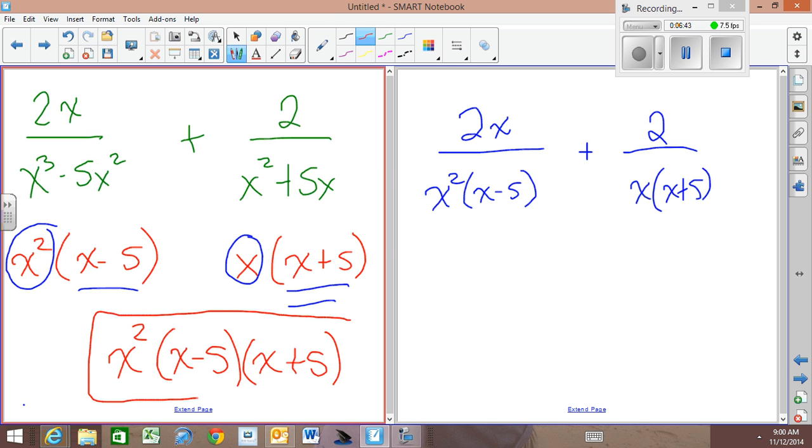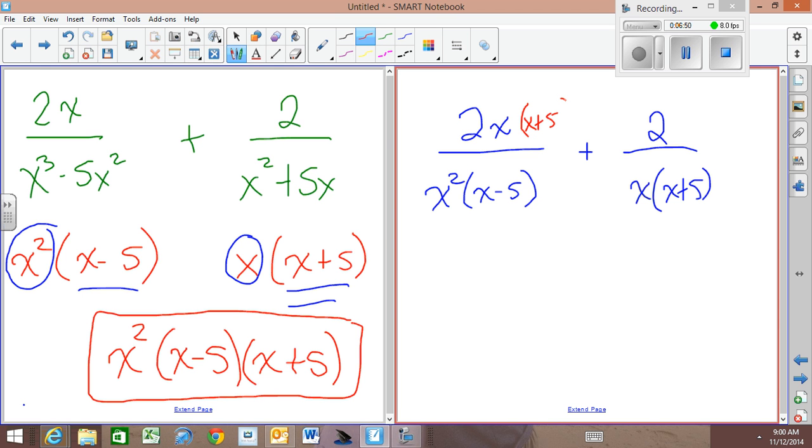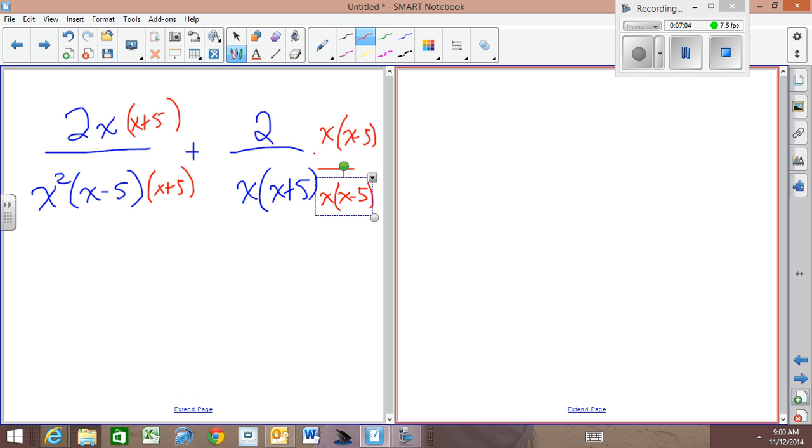So this is what we want in our denominator. The first fraction is just missing the x plus 5. The second denominator is missing an x and an x minus 5. So now I've rewritten each fraction, just like in the other problem. Now I have to do all the multiplying.